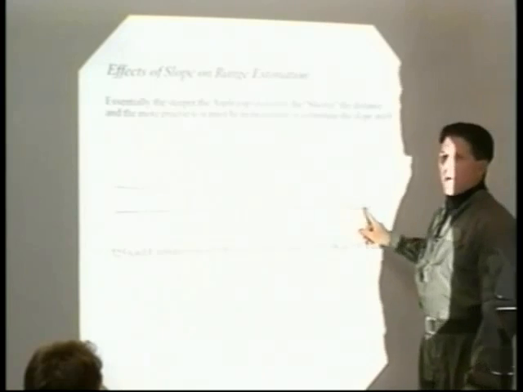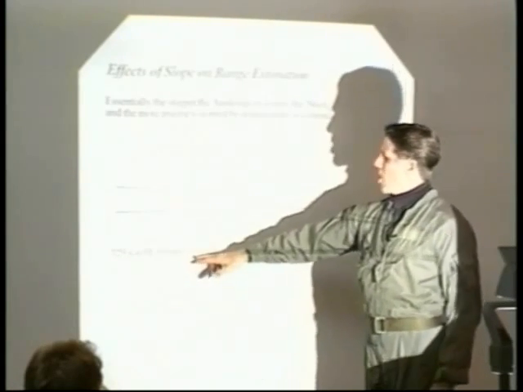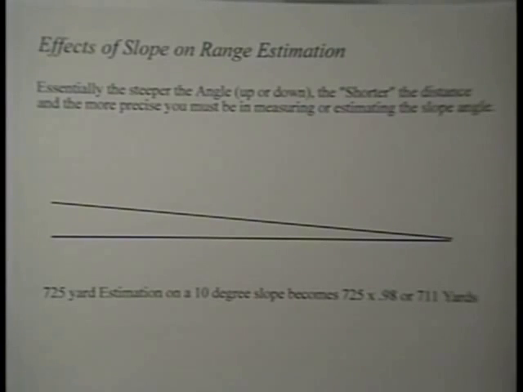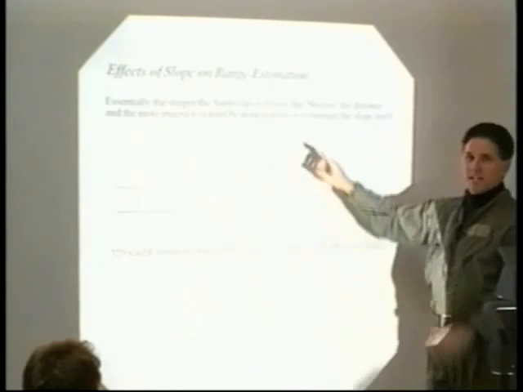So let's say I went through my mil scale estimation. I came up with 725 yards to the target, but I also estimate that I'm shooting on a 10 degree downslope. Well, there's a factor, and I'm going to show you the table here in a second, but I simply take the estimation, multiply it by 0.98, and I come up with a new number of 711 yards. So basically, the steeper the angle, up or down, the shorter the distance becomes.